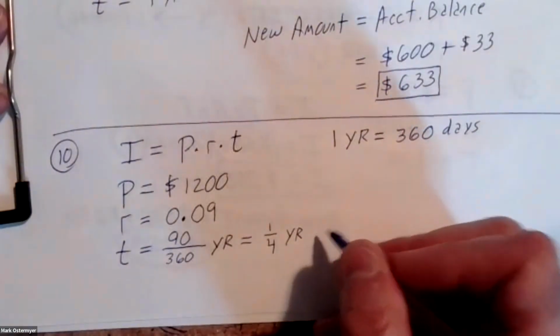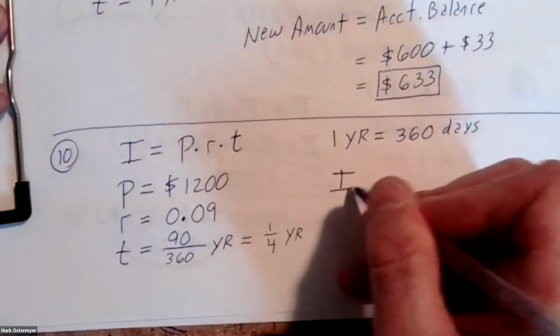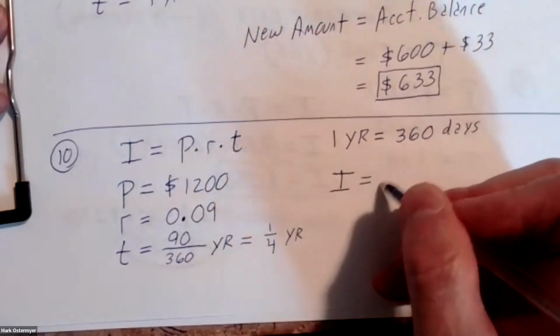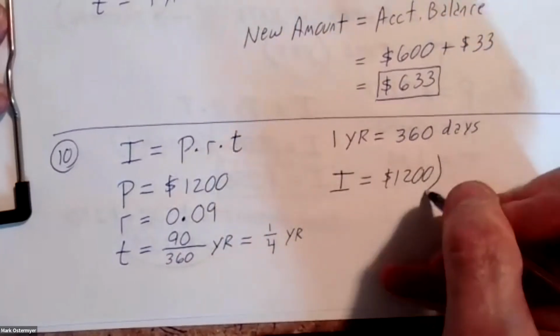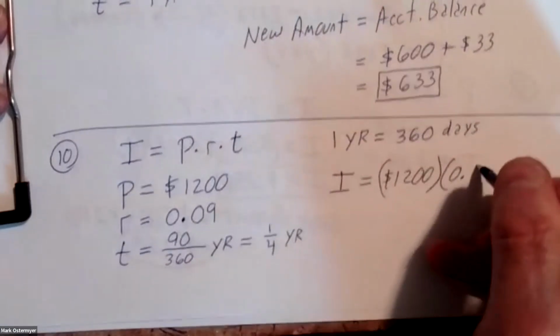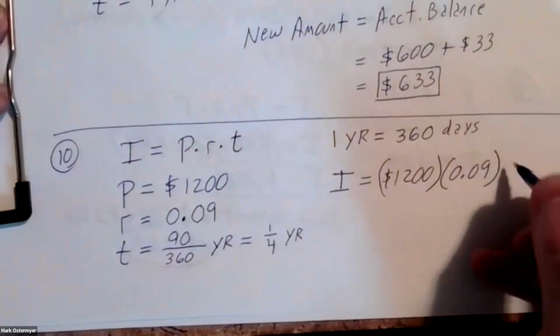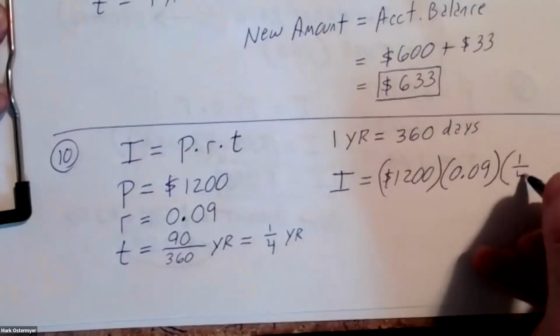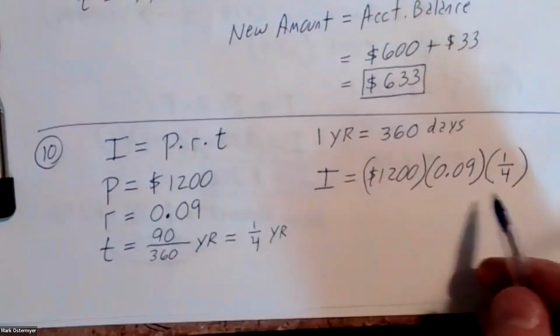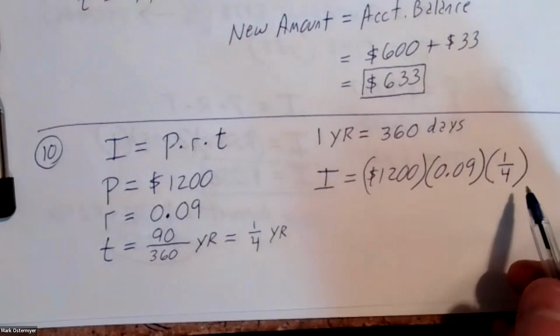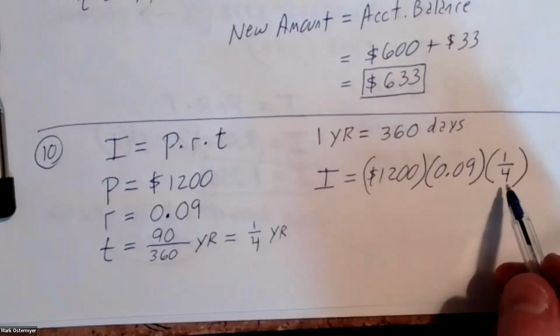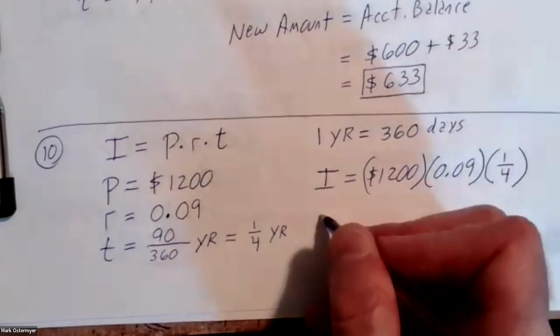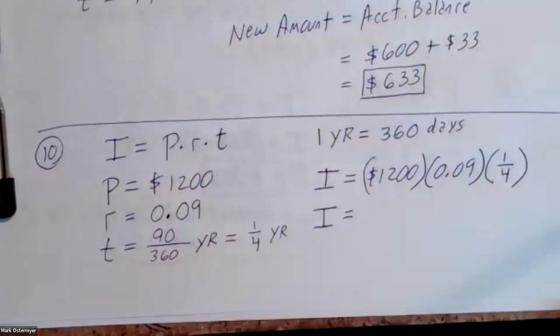And so, ladies and gentlemen, here we go. The amount of interest that's going to accrue over that 90-day period is going to be equal to the principal, which is $1,200, times the interest rate, which is 0.09, times the time, which is 1/4. Can you get on your calculator and multiply all these numbers together? We can work with fractions on our TI-34 or TI-30, correct? That's no big issue. Get on your calculator and tell me how much interest we're going to owe. 27. Yes, we're going to owe $27.